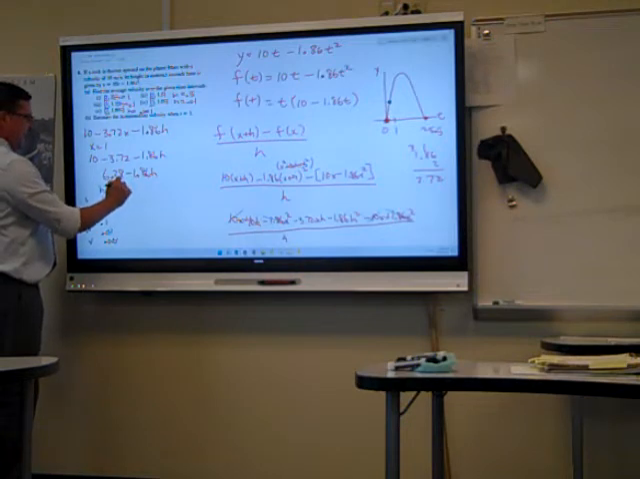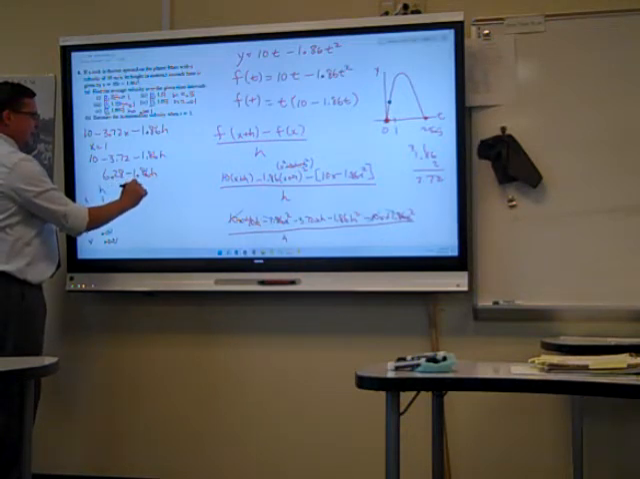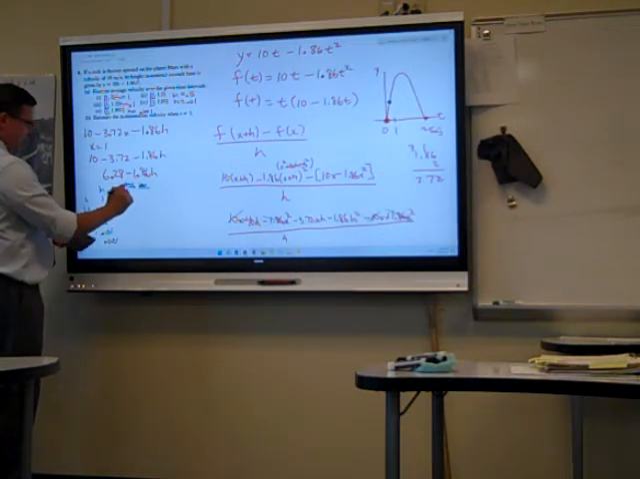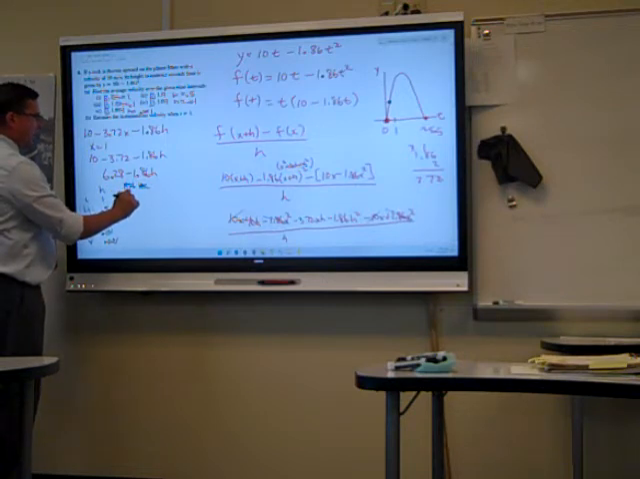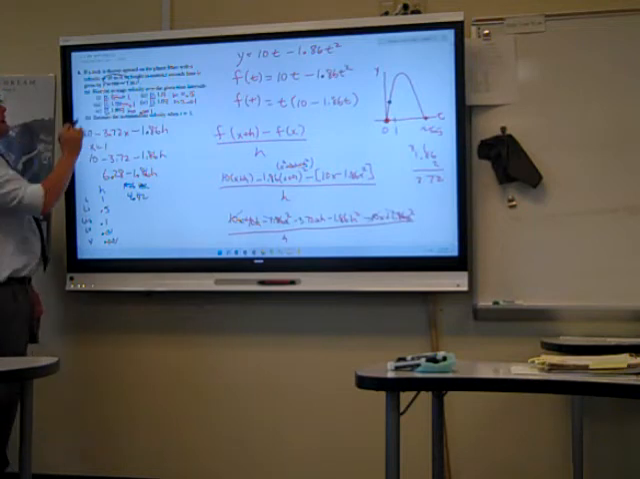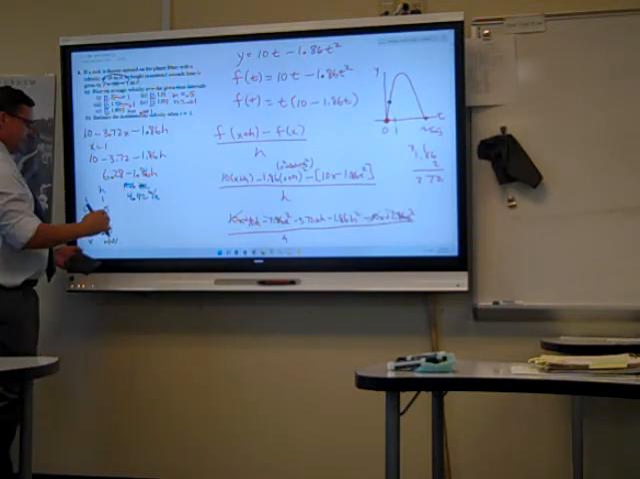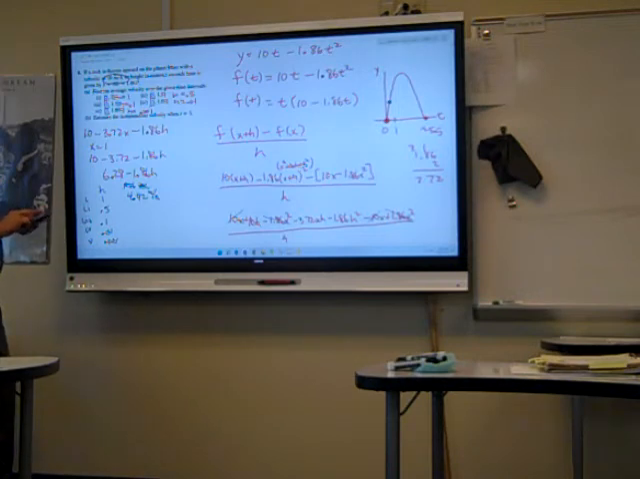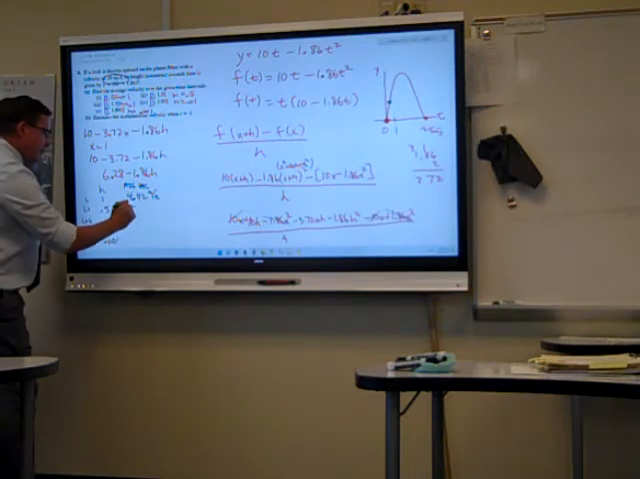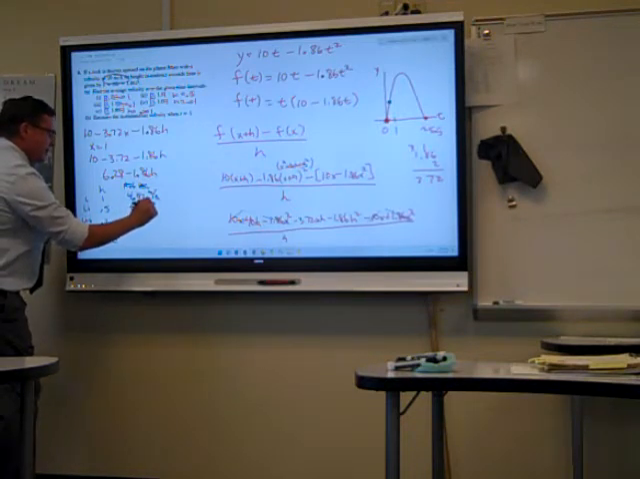So average velocity. How about 4.42? The word problem said that it's going in meters per second. So how about meters per second? 1.86 times 0.5 plus 6.28. How about 5.35 meters per second?